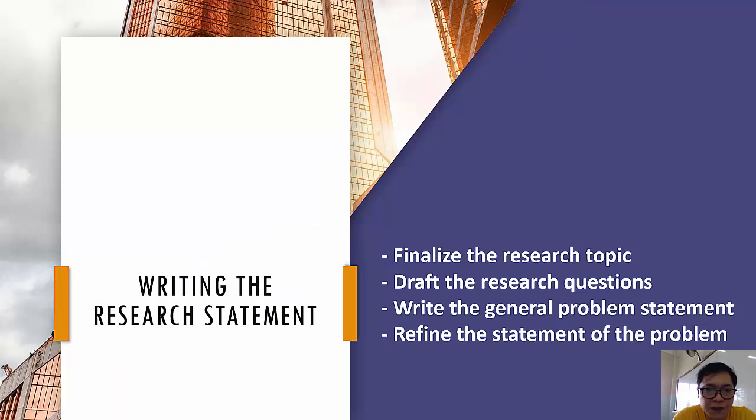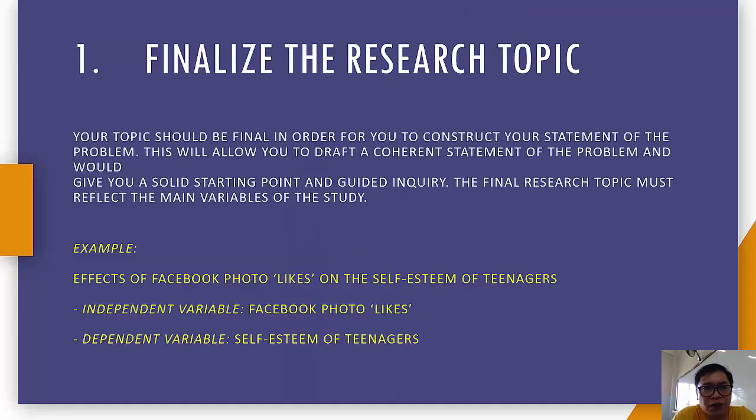Okay, writing the research statement. So we have here to finalize the research topic. You have to draft the research question. You have to write the general problem statement and refine the statement of the problem. So first, finalize the research topic. Your topic should be final in order for you to construct your statement of the problem. This will allow you to draft a coherent statement of the problem and would give you a solid starting point in guided inquiry. So the final research topic must reflect the main variables of the study.